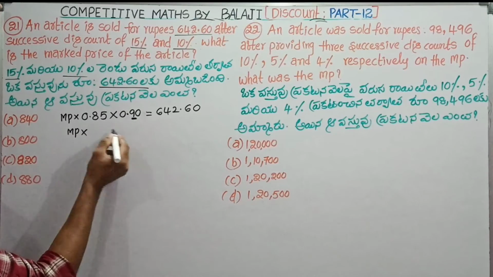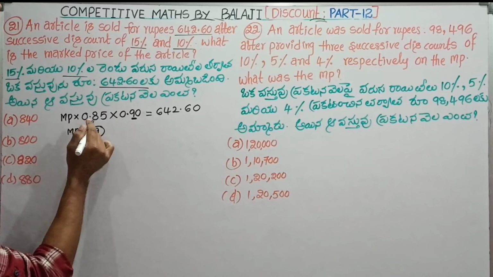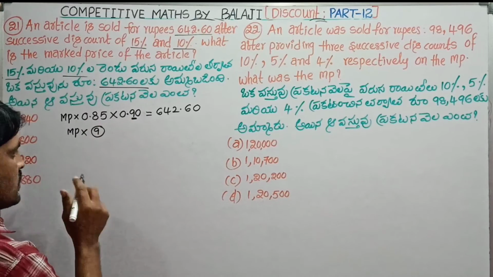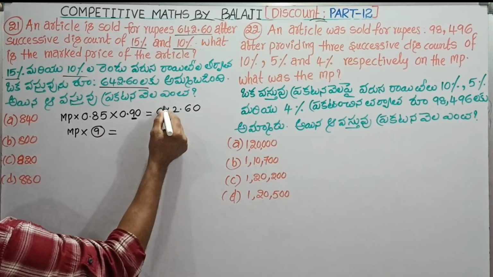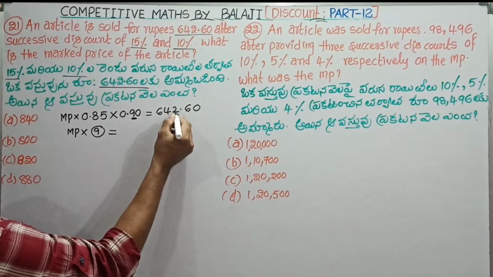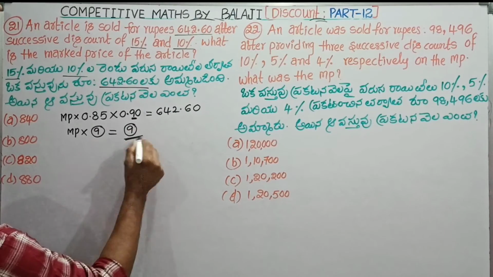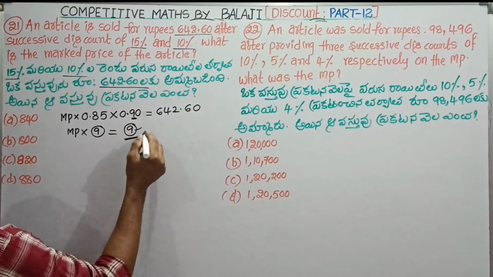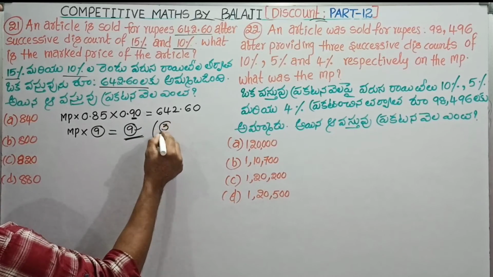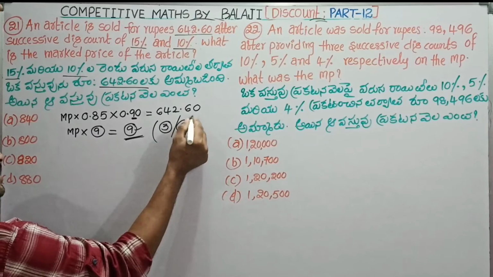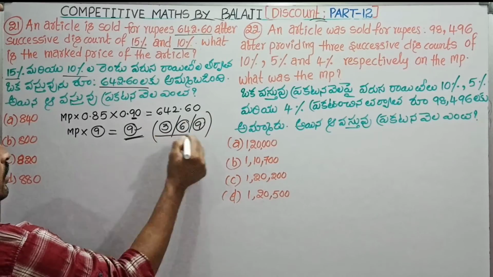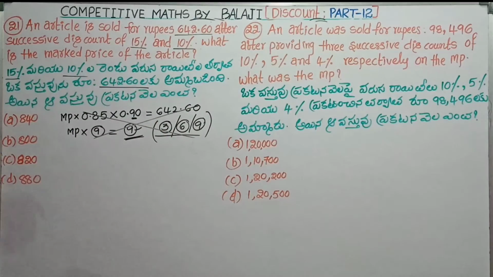Since we have 9 in the product, 0.85 times 0.90, the digital sum is 9, which is equal to 6 plus 4 is 10, plus 2 is 12, 12 plus 6 is 18, 1 plus 8 is 9. Since the product digital sum is 9, if we get the product digital sum as 3, 6, or 9, we cannot apply this method. Okay, so go through the next method.